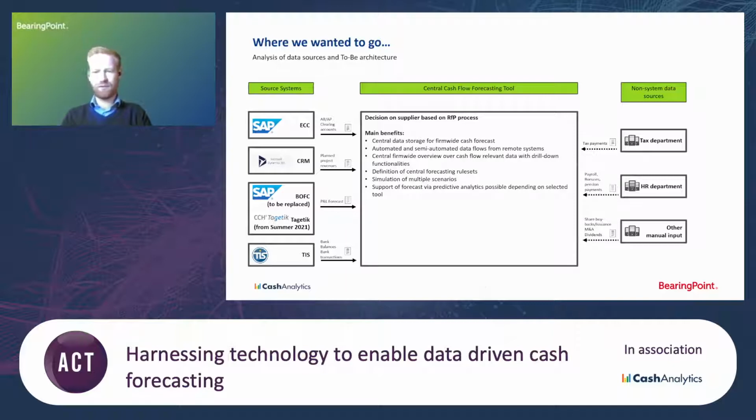Same goes, of course, for the more confidential, but nevertheless extremely cash-relevant information like M&A, share issuance, buybacks, that you would probably never get directly out of the system. So also here, we went rather the approach of identifying the correct person to feed the data into the system instead of an interface.